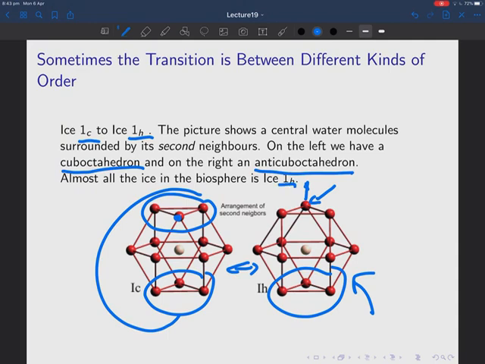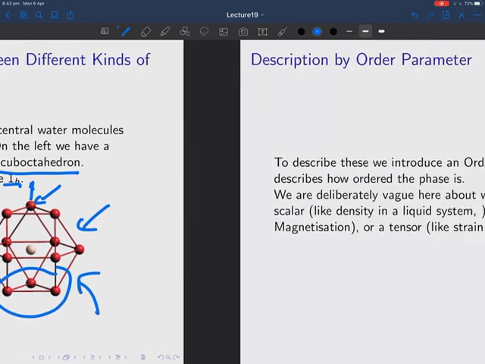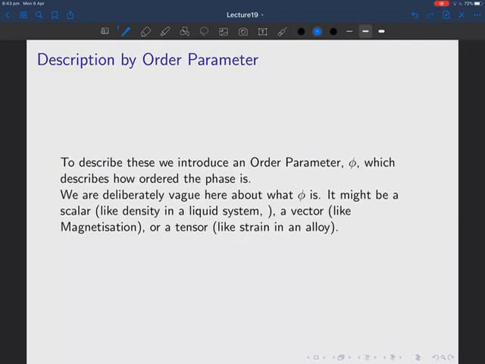Okay, so the right is ice 1h, which is almost all the ice we see in the world, and a little bit is that. Probably at different pressures and temperatures and things like that, you'll get different kinds of ice. But that's the transition between two different kinds of ordered phases. So that's an order-to-order transition. So in order to describe these kinds of things, we need to introduce an order parameter, which I'm going to label as phi here, which describes how ordered the phase is.